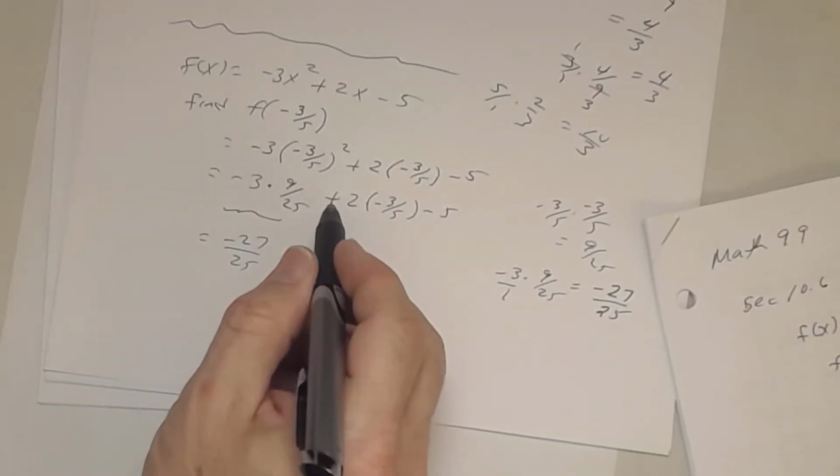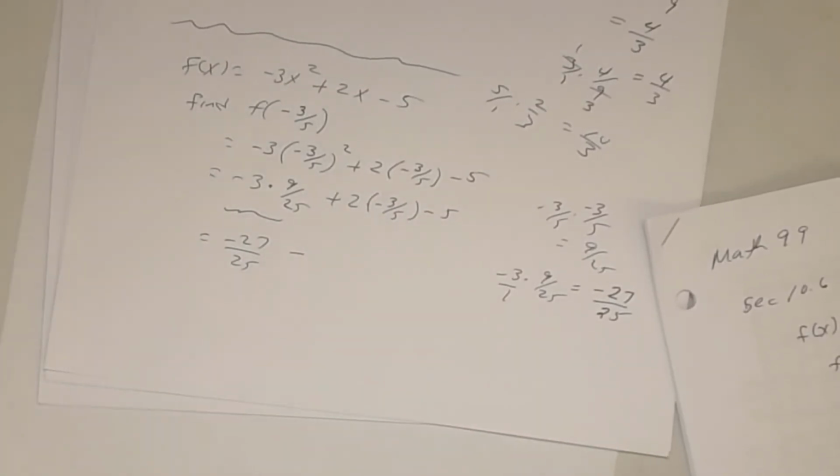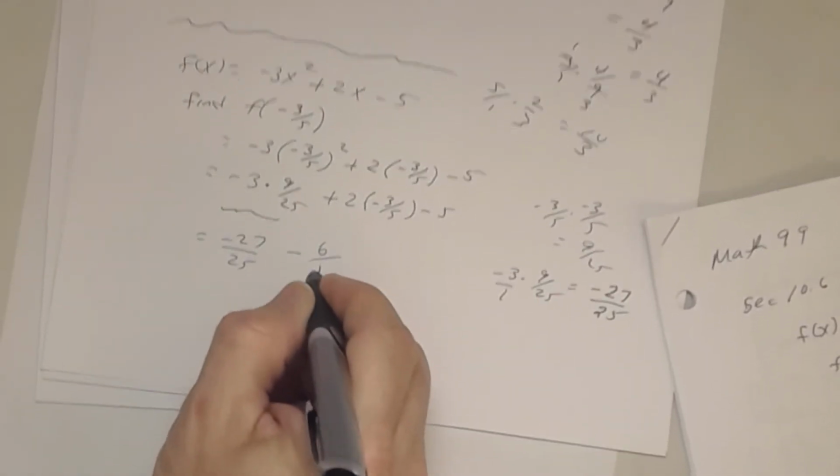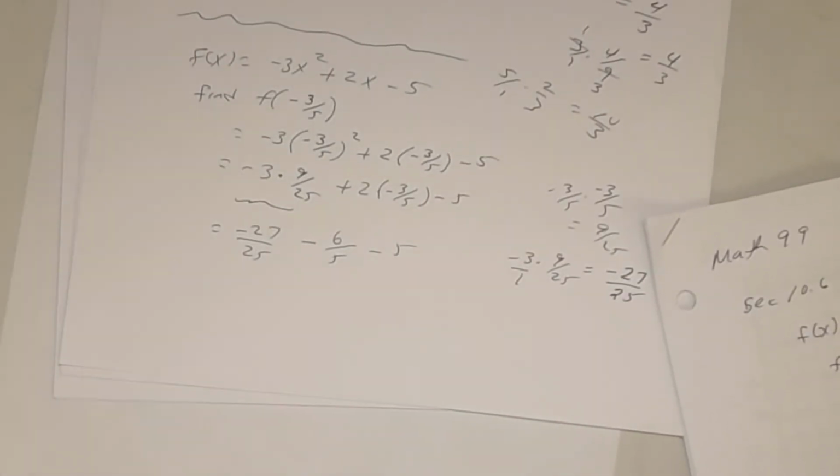Okay, then a positive times a negative is a negative, so I'm going to have a subtraction here. Or you could just say plus and negative, does not matter. Now what's 2 times -3/5? You all agree? That's going to be minus 6/5. Okay. And then minus 5. All right.